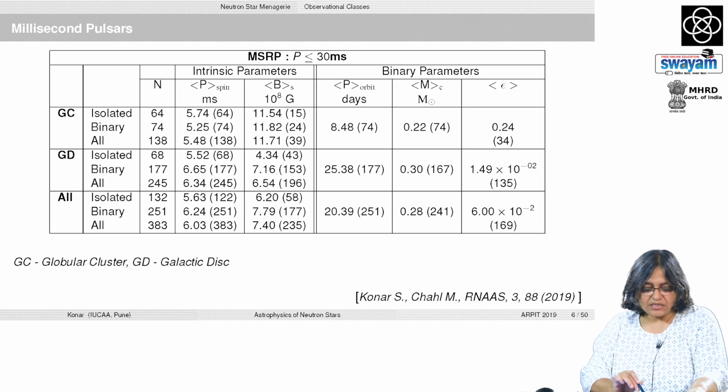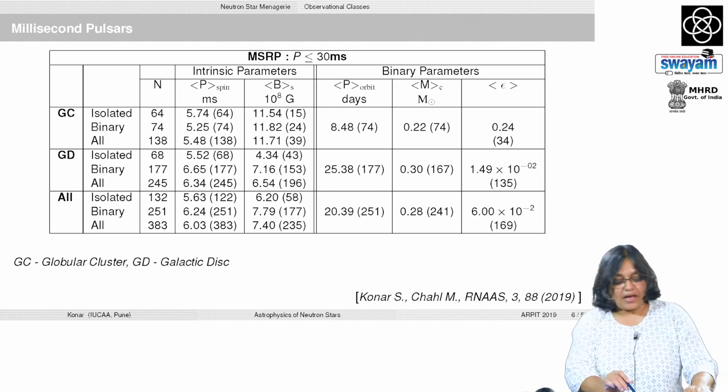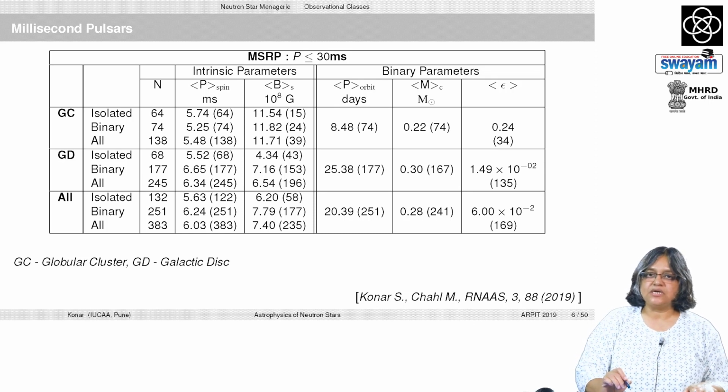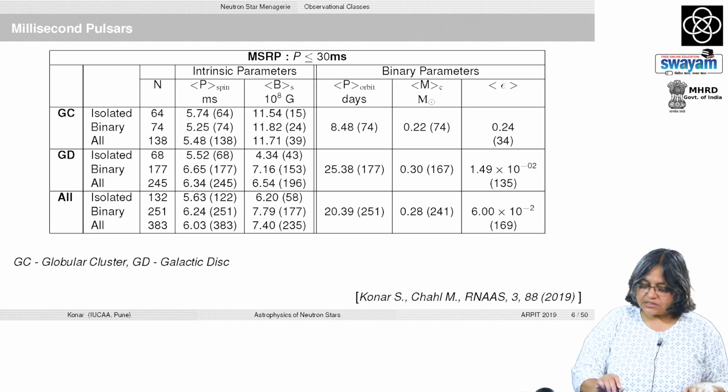The spin periods are similar, though in the galactic disk the spin periods are slightly larger. On the other hand, the magnetic field is larger in galactic globular clusters, and one wonders why the characteristic properties of millisecond pulsars in the globular cluster and the galactic disk vary.